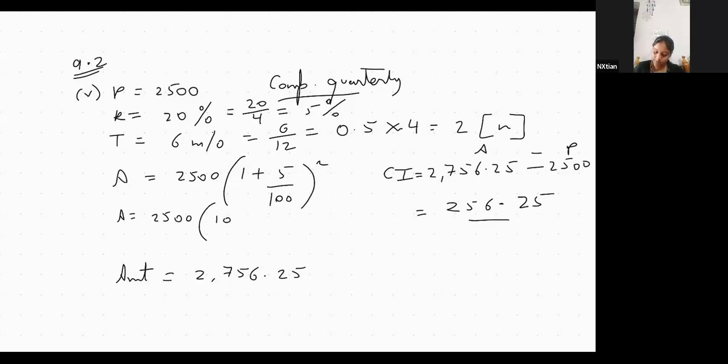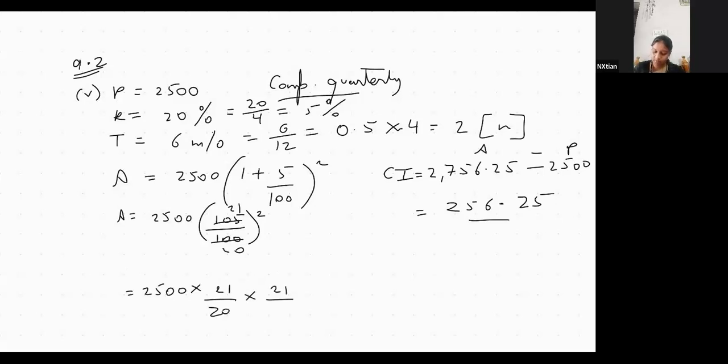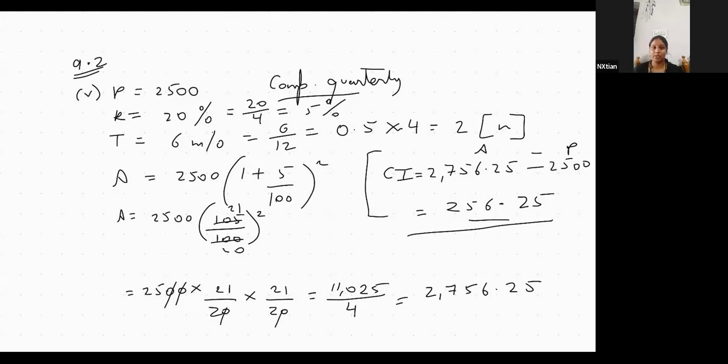Yes, ma'am, I also got 256.25 only. Yes, the answer will be 256.25. Okay, 21 by 20, then expand it. Cancel the zeros. Divide it. Then you will get 2,756.25. Then this is your step 1. Then here is step 2, to find the compound interest. Okay, Abraham, clear?